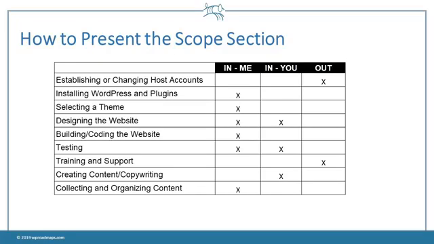So here's how the chart looks. And now when he showed it to me, he just has an in scope and an out of scope section. I always divide the in scope section into in scope, that is my responsibility, and in scope, that is the client's responsibility. So in this example, you've got establishing or changing host accounts. And for this pretend customer, that's out of scope because they already have a hosting account. Then I'm going to install WordPress and plugins.